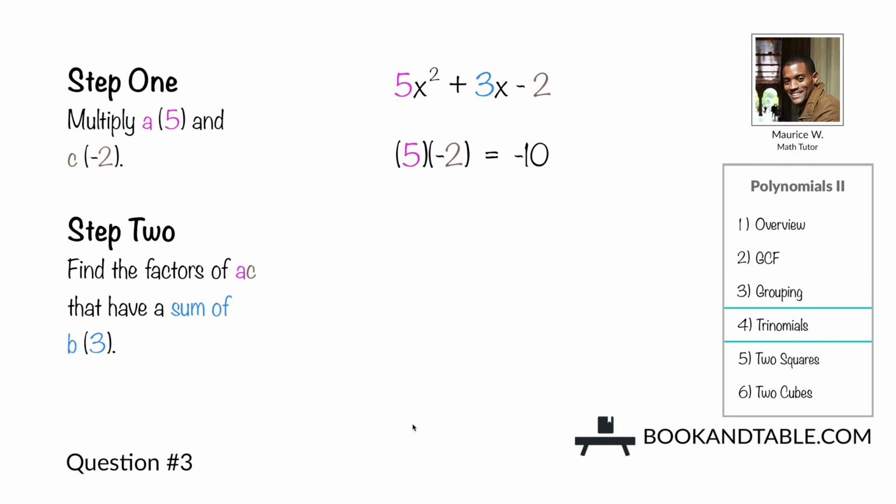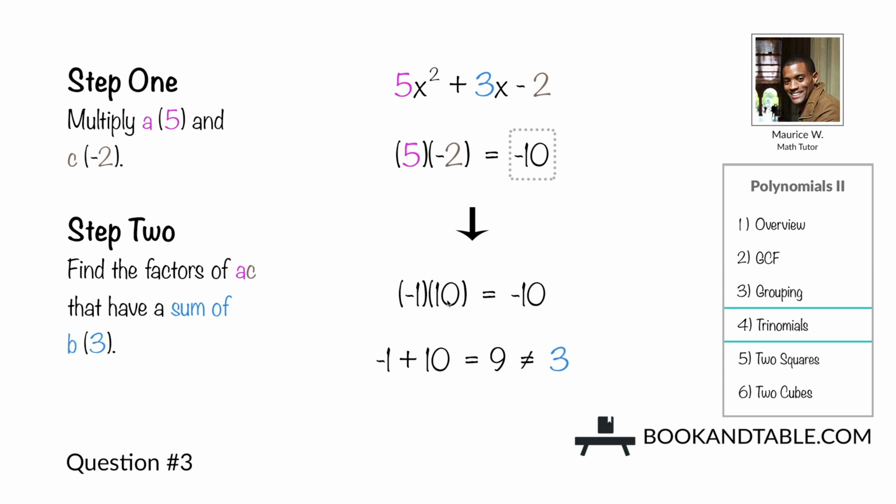Let's now have a look at question number 3. We were given 5x squared plus 3x minus 2. Step 1, multiply a times c, 5 times negative 2, and that would give you negative 10. Step 2, find the factors of a times c, or negative 10, that have a sum of b, or positive 3. So we'll examine the factors of negative 10.